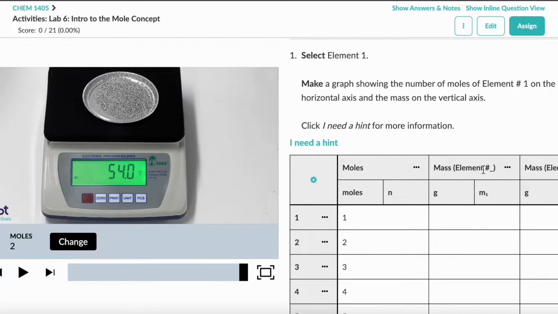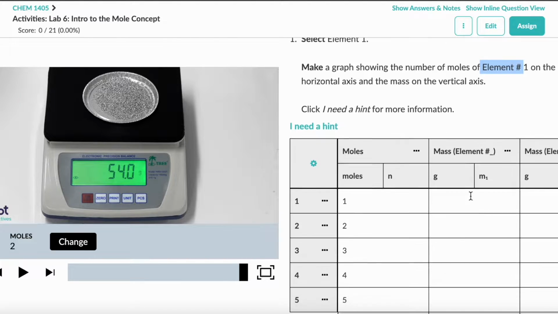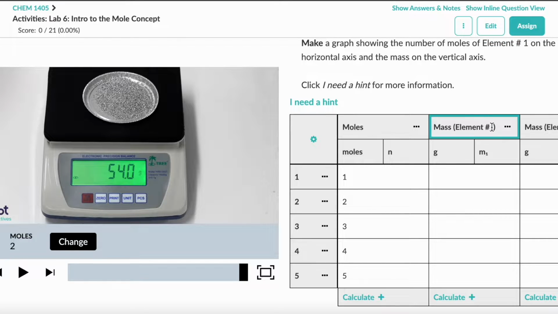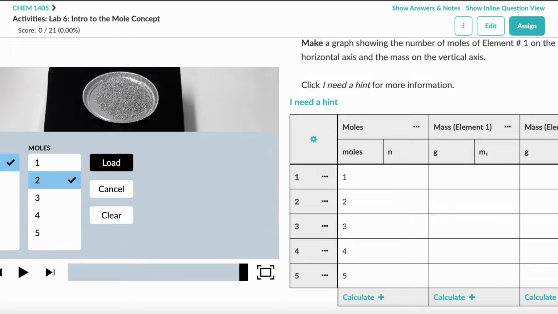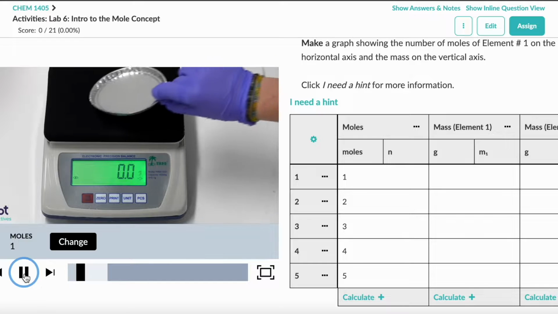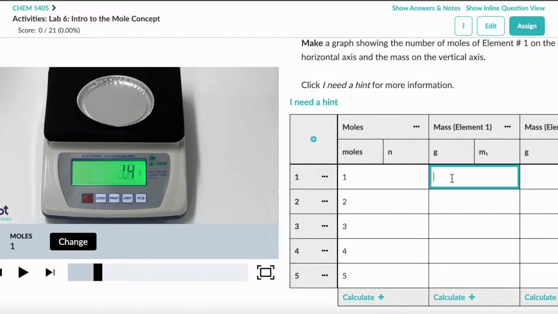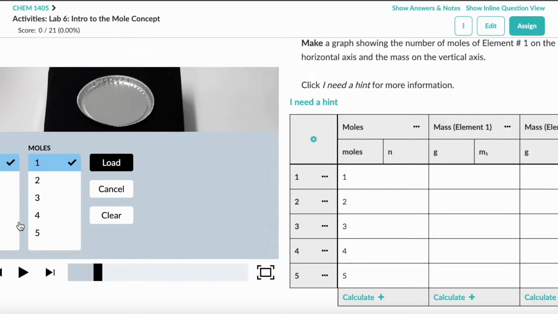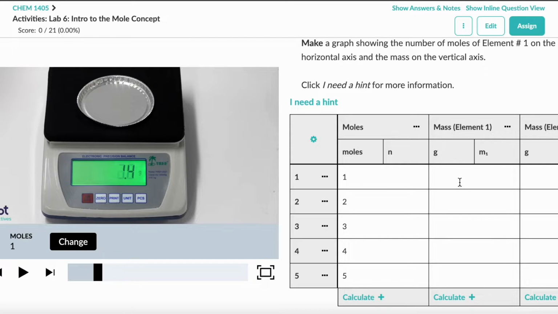So for, let's say, element 1, here it's telling you element 1, right? You got to show the number of moles to the mass, right? So you're going to record element 1 here. So I would replace this with element 1. That's it. Everything else is already filled in. And then you are going to open up element 1, click mole 1, load it, and watch it. And it's going to weigh the mass, and you are going to enter that mass right there. You're going to do the same thing with 2 moles, 3 moles, 4, and 5. So that's what you will enter here, record there.